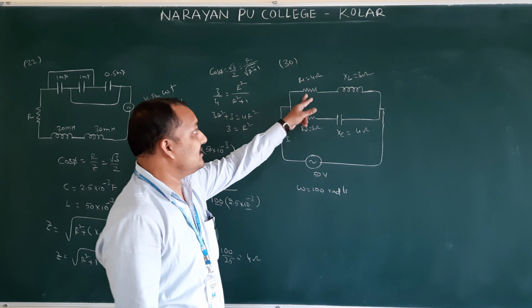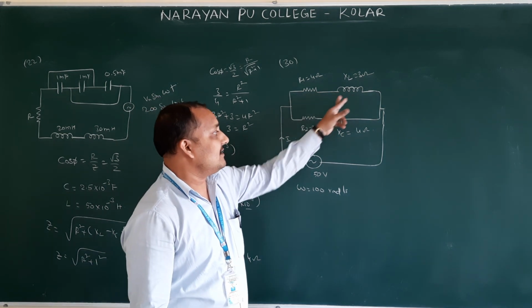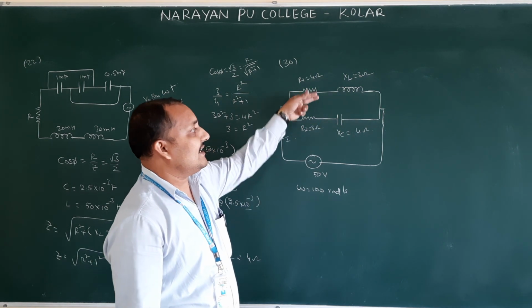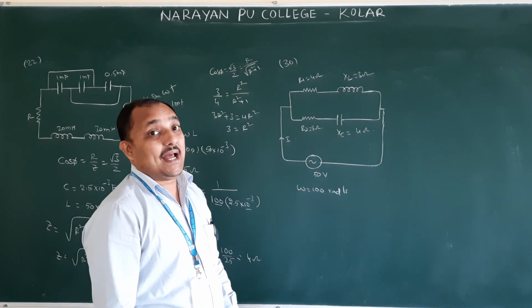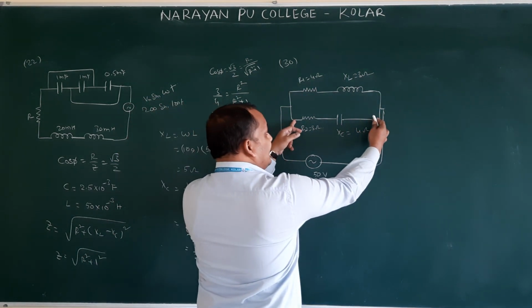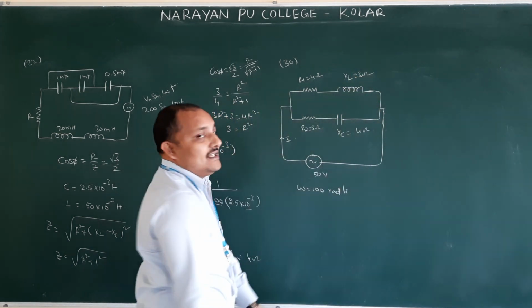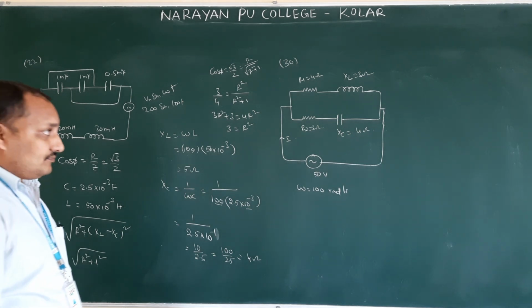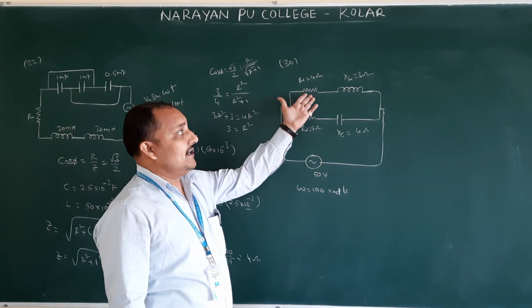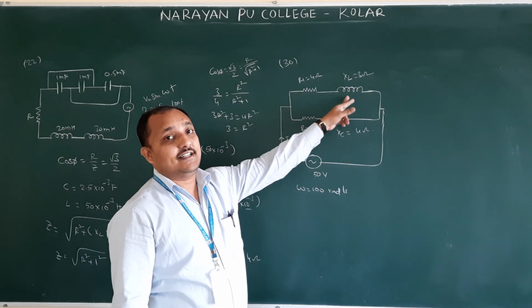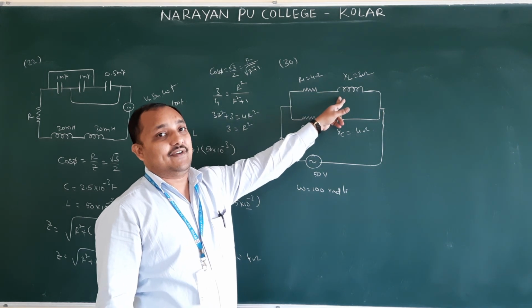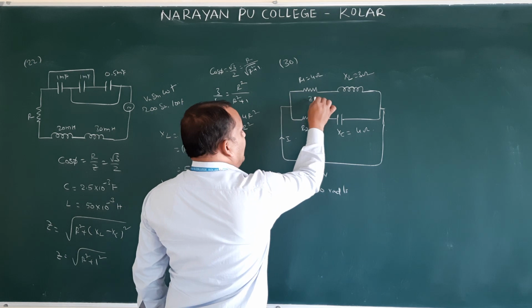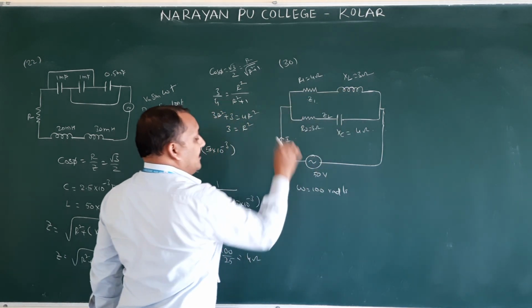In this there are two combinations: one is this one, another one is this one. Isn't it? So how are these two connected? These two are connected in parallel. Parallel means the voltage across this combination and the voltage across this combination will be the same. Correct. Now you should find the impedance of this circuit. What is the impedance formula? This is Z1, this is Z2.